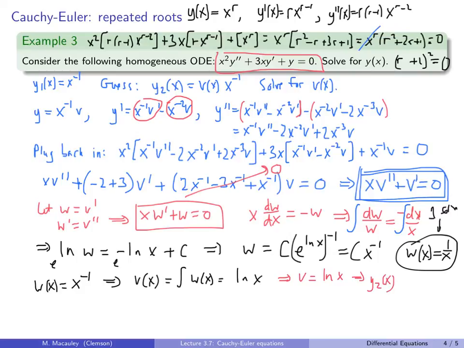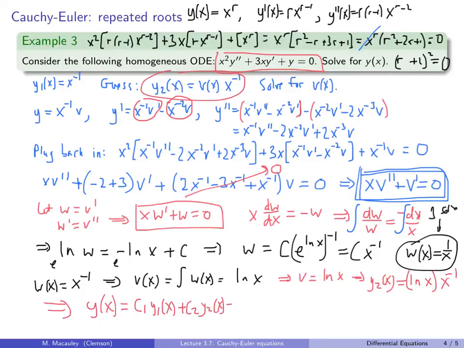which means y2 of x, remember that up here? y2 of x is the natural log of x times x to the minus 1. And so our general solution is y of x equals c1 y1 of x plus c2 y2 of x, which is c1 x to the minus 1 plus c2 x to the minus 1 times natural log of x. And there is our solution.